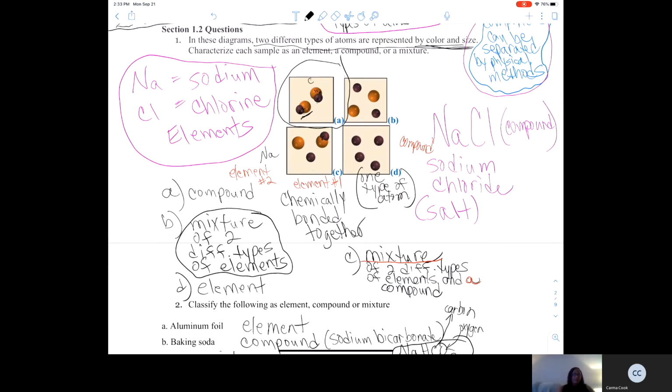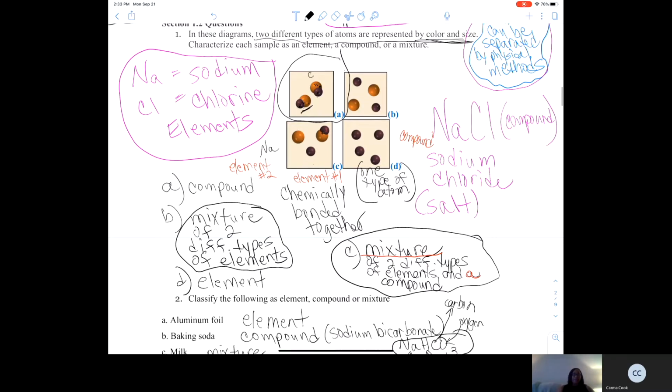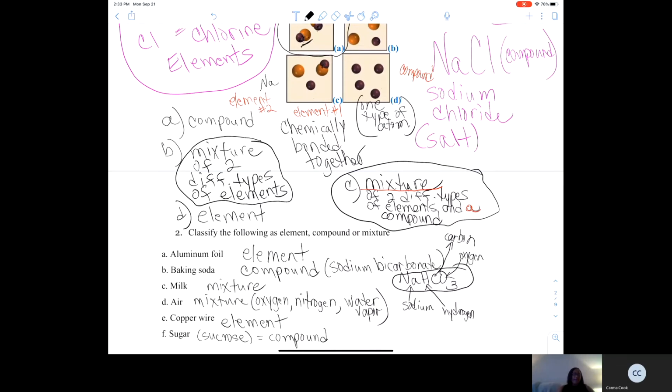Panel C is also a mixture, but you see two different types of elements, just like in panel B, but then there's also a compound. So C is a mixture of two different types of elements and a compound. D, however, just represents an element because you've got these dark brown spheres representing the same type of element or the same type of atom. So therefore, panel D represents an element.